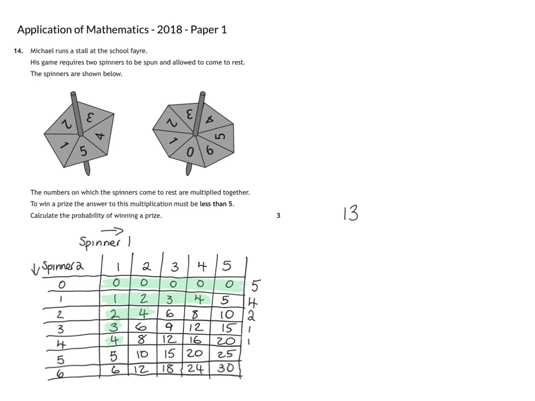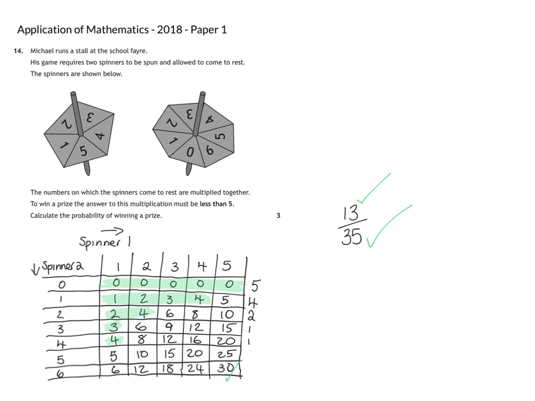So we have 35 options altogether because there's 7 options on spinner 2 and 5 options on spinner 1. So that means our probability or our chance of winning a prize is 13 in 35. So we get 1 mark here for realizing that there are 35 options, 1 for our 13, and then 1 for expressing it as 13 out of 35. In the marking scheme you don't get it for doing it as a ratio, it has to be a fraction.